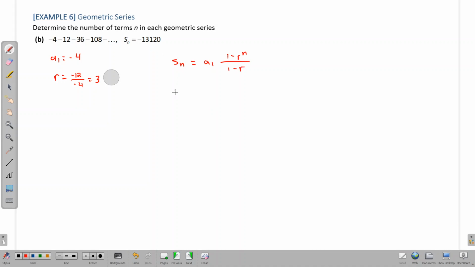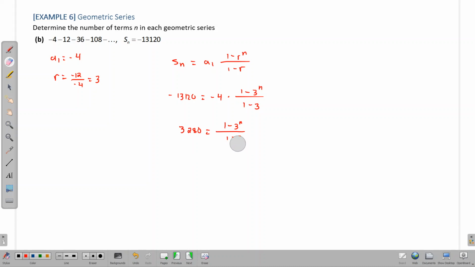And we can plug everything in. So we've got negative 13,120 is equal to negative 4 times 1 minus 3 to the n over 1 minus 3. And we solve it using the same procedure as before. So we start by dividing over the negative 4. When you divide that over, you're going to get 3,280, dividing both sides by 4, and that just leaves the rational expression there.